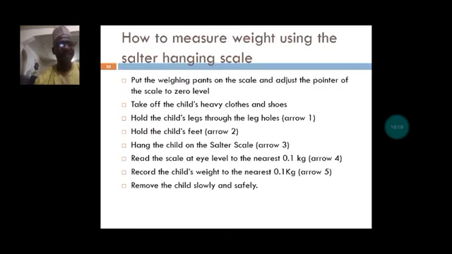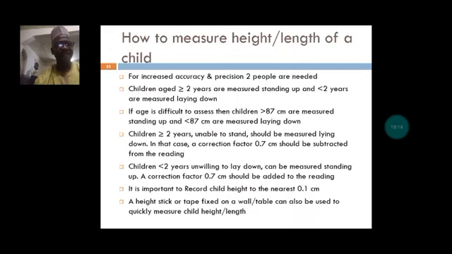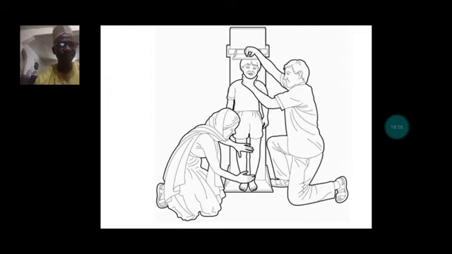Then the Salter scale, that's the hanging scale, is shown pictorially. You can see the indicator as it goes. For increased accuracy and precision, two people are needed, of course. For height measurement, look at the way for accuracy, two people are required. The knees are bent and are positioned properly for accurate measurement.